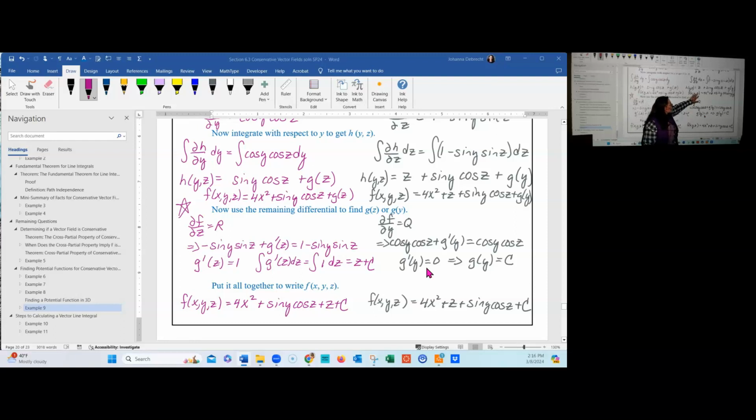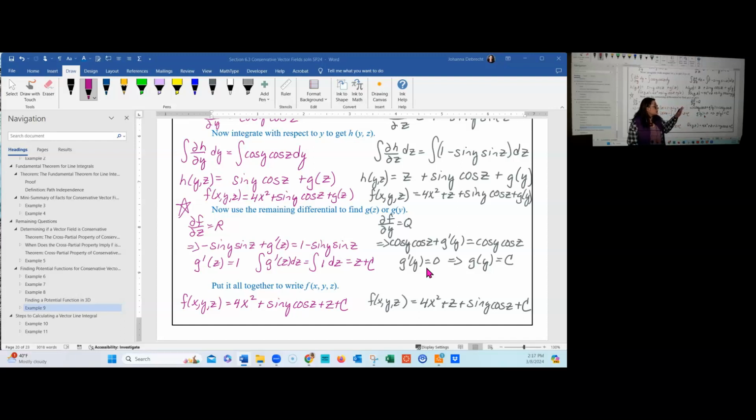So I take the partial derivative of my new candidate for the potential function with respect to y. The partial of the first two terms drops out since the first depends only on x and the second only on z. The partial of the third term is going to give me cosine y cosine z, and the derivative of g with respect to y gives me g prime of y. Then I set this equal to q, which is cosine y cosine z.